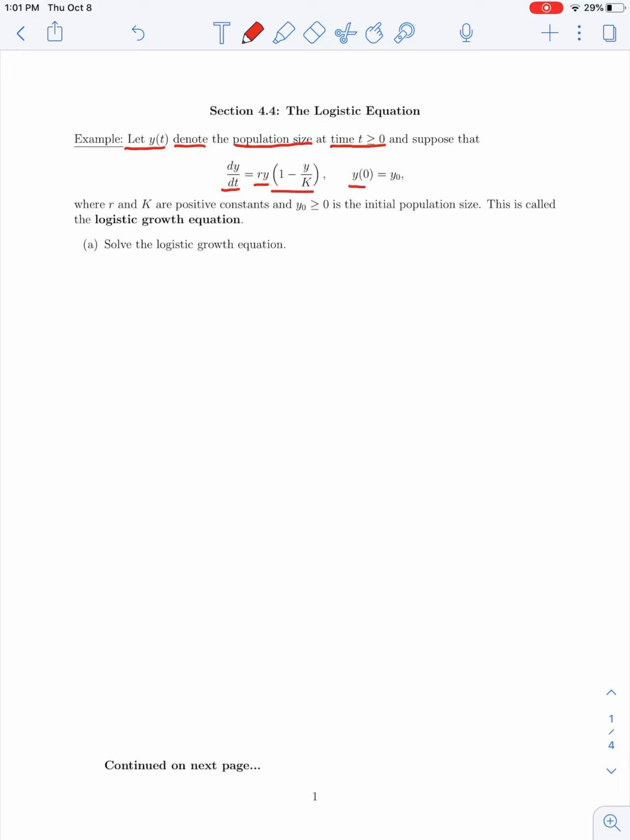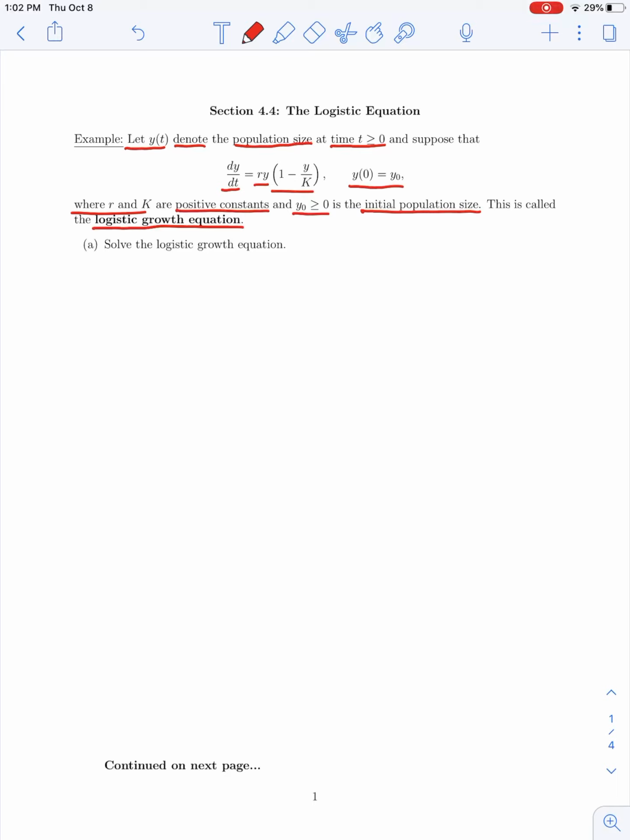And we have some initial condition, y of 0 is equal to y naught, where r and k are positive constants, and y naught is some non-negative value which represents the initial population size, that is the population size at time 0. So this initial value problem is called the logistic growth equation, or in particular this differential equation is called the logistic growth equation, or sometimes simply just the logistic equation for short.